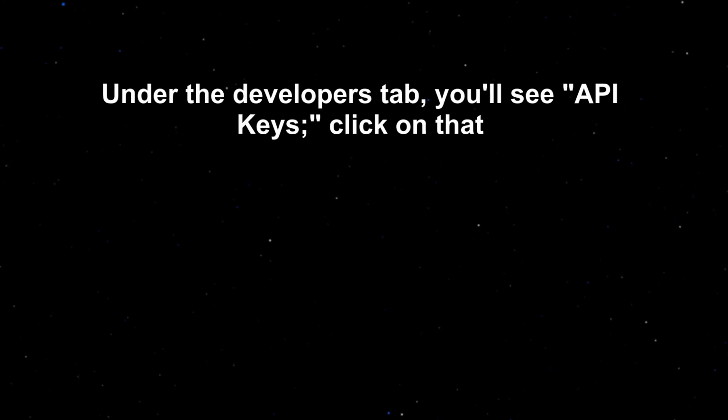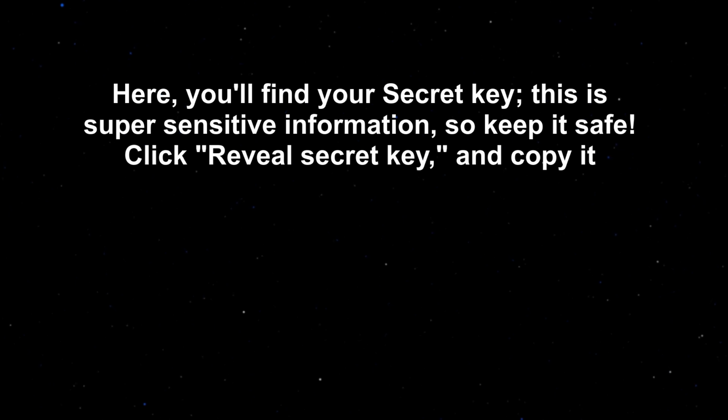Alright, now let's grab your secret key. Go back to the left sidebar and click on Developers. Under the Developers tab, you'll see API keys. Click on that. Here, you'll find your secret key. This is super sensitive information, so keep it safe. Click Reveal Secret Key and copy it.